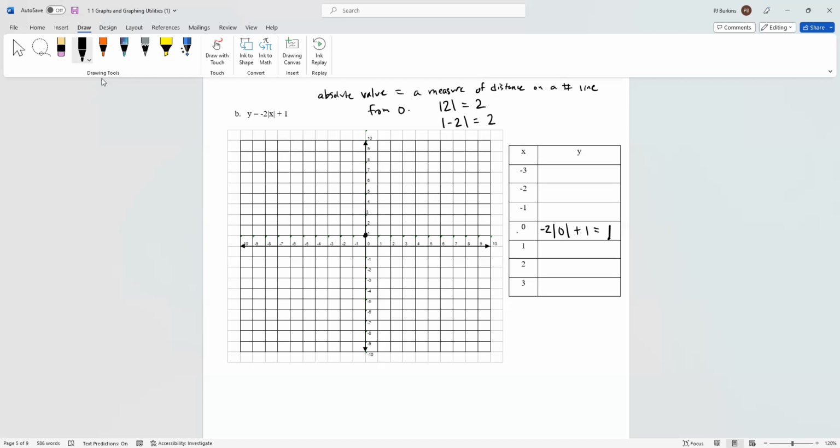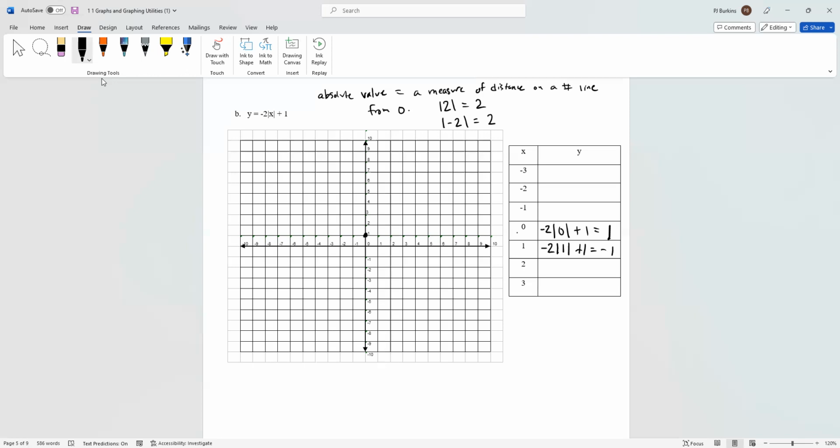Okay. Let's continue to plug numbers in. -2 times the absolute value of 1 plus 1. Absolute value of 1 just returns 1. -2 times the absolute value of 1, which was 1, is just -2. And then -2 plus 1 is -1.